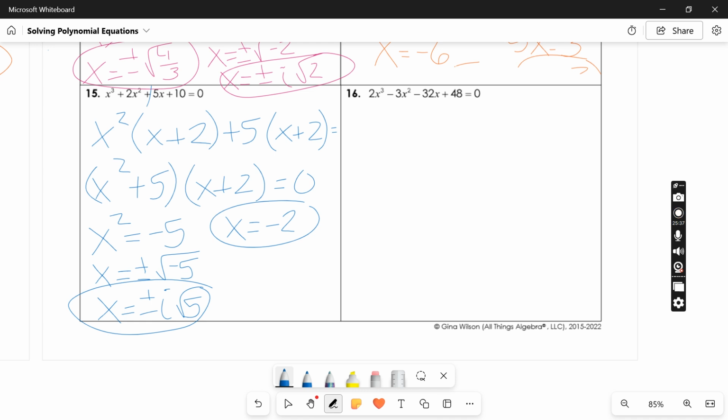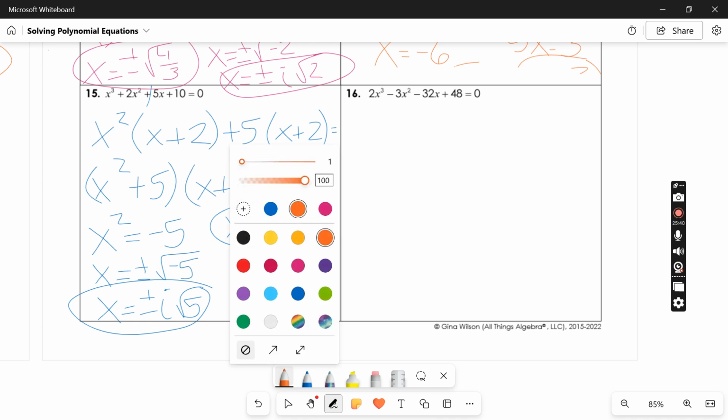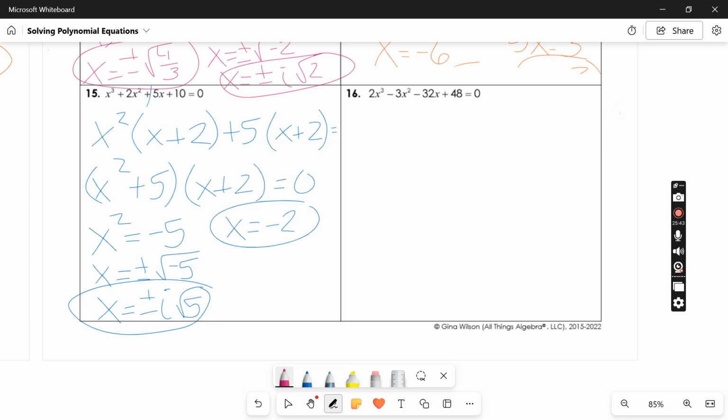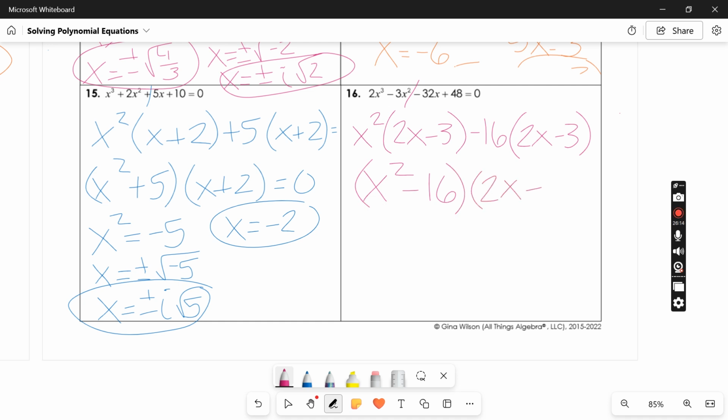All right, last one. Okay, same thing, cutting it in half. This one has an x squared still, which leaves me with 2x minus 3. And this one, since there's a negative on that 32, it'll be minus, and then it looks like they have a 16 in common, which would give me 2x minus 3. That gives me x squared minus 16 times 2x minus 3.